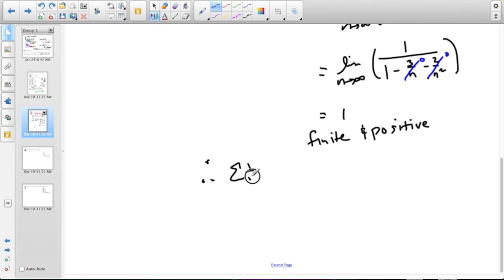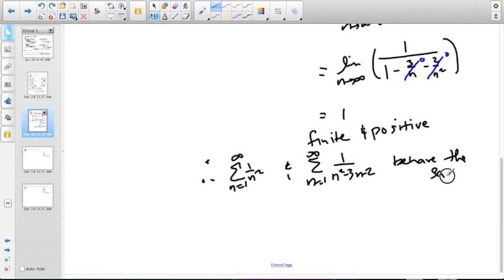the series 1 over n squared as n goes from 1 to infinity, and this series 1 over n squared minus 3n minus 2 as n goes from 1 to infinity behave the same. Behave in the same fashion. So the series as n goes from 1 to infinity of 1 over n squared minus 3n minus 2 also converges.